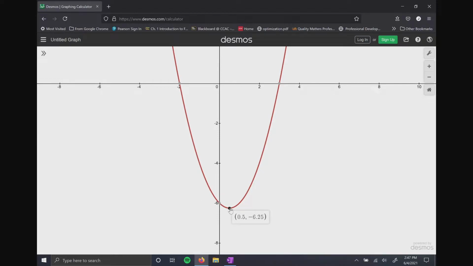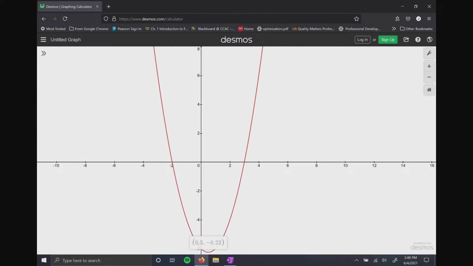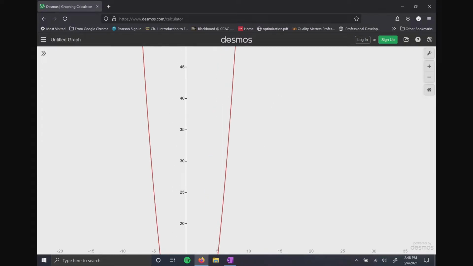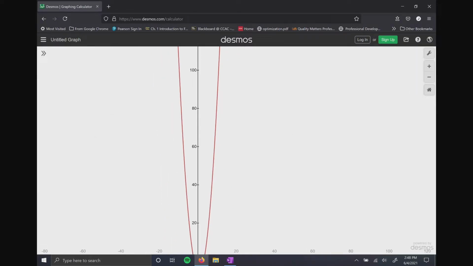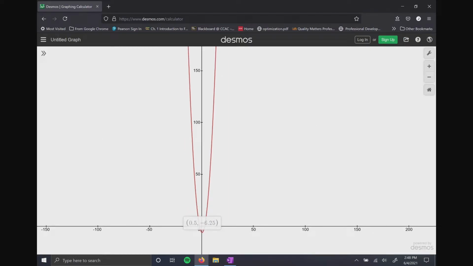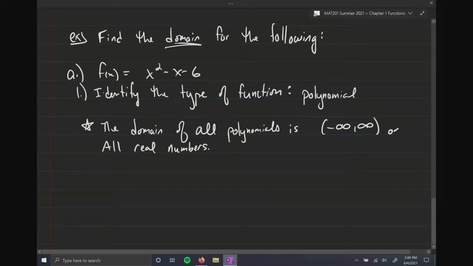But remember, I'm concerned with domain here. I want to know if I choose an x value, will I still get exactly one output? And if I just zoom out here and keep scrolling, you can see on the very bottom of the screen above the toolbar, in gray, are still my x values. But as you can see here, I'm always going to get exactly one output. So no matter what I do, all polynomials will always have a domain from negative infinity to positive infinity.